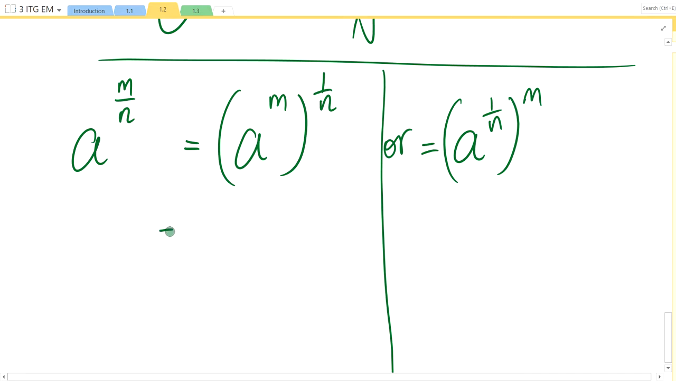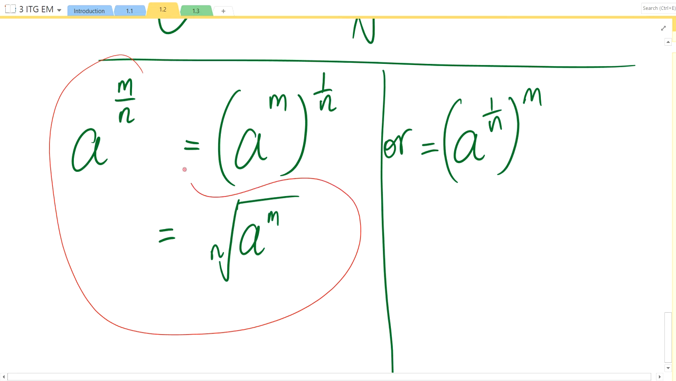Now, a power m is simply a power m. There's nothing I can do about it. But what about this 1 over n? Which root is it? Nth root. So I've got a power m and I take the nth root of it. You need to recognize that these are the same. No need to memorize. Understand it, use it. Practice, it will stick with you for life.